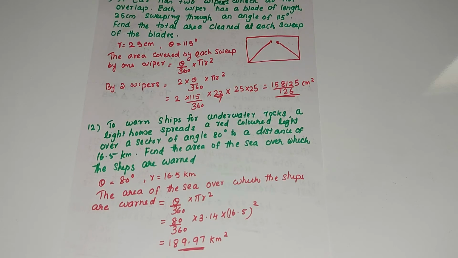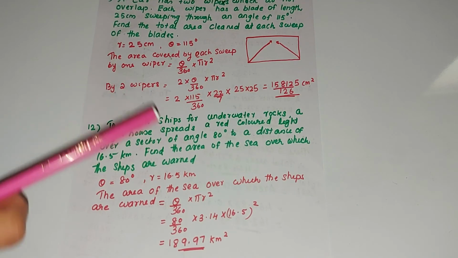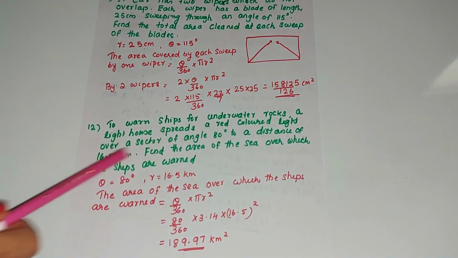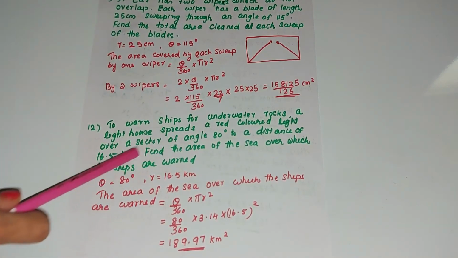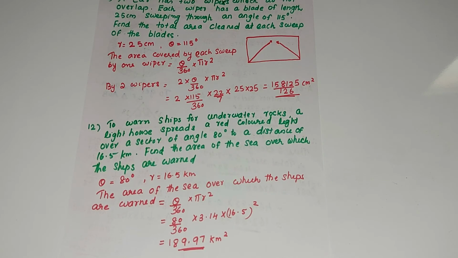Here it is given that the lighthouse spreads a red colored light over a sector of angle 80 degree to a distance of 16.5 km. So 80 degree is the angle of the sector and 16.5 km is the radius of that sector. Find the area of the sea over which the ships are warned. So here theta is 80 degree, radius is 16.5.